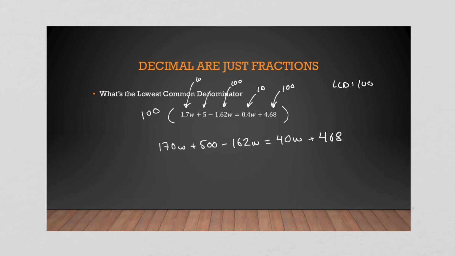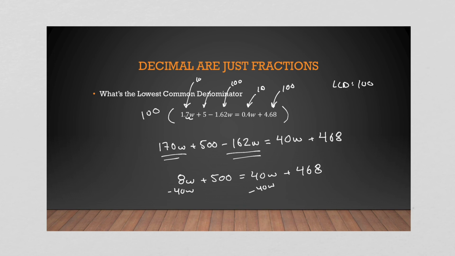So you can see how you got to be a little bit careful because the decimals move 2 in this case. But once you get there, it tidies up. So now we're going to group these together. And I have 8W plus 500 equals 40W plus 468. And now I'm going to get my W's together. So minus 40W minus 40W.